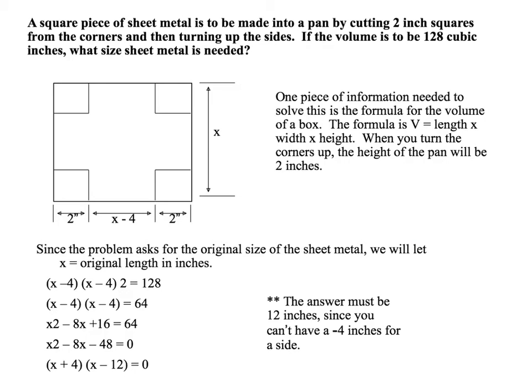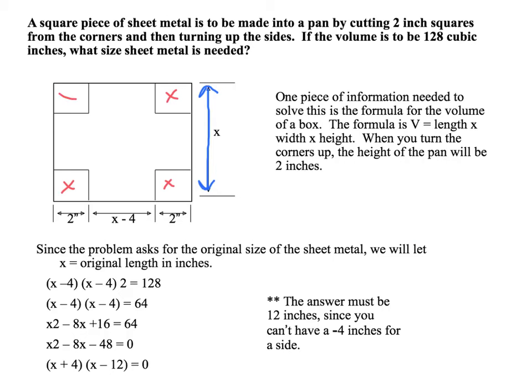So I went through and I said, well, I have a piece of sheet metal and I'm going to set the sides equal to x. And since it's square, both sides are equal to x. It said I'm going to cut 2-inch squares off. So I'm going to go through and cut off these 2-inch squares right here.